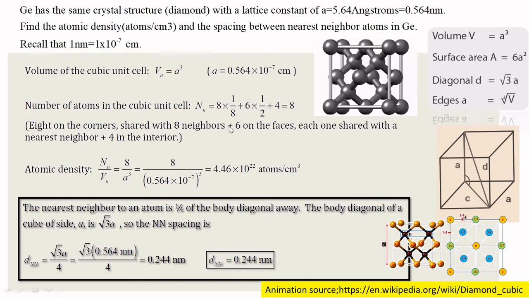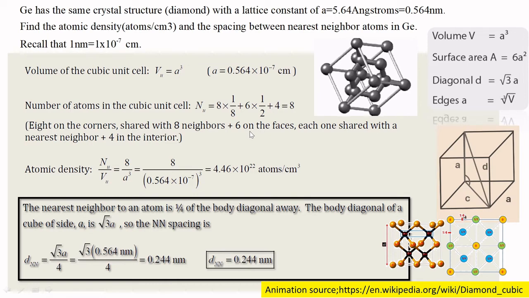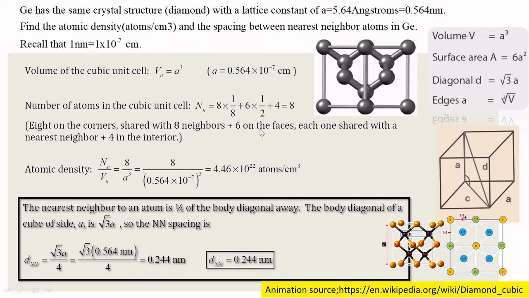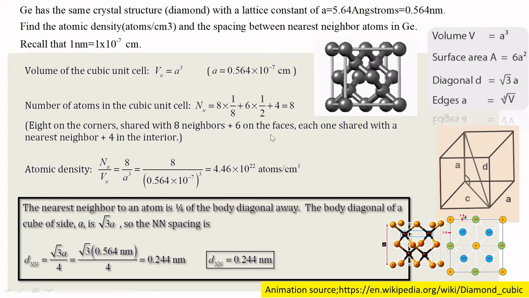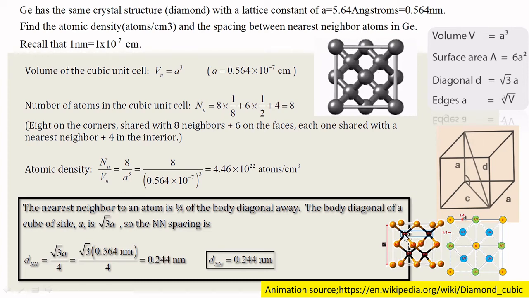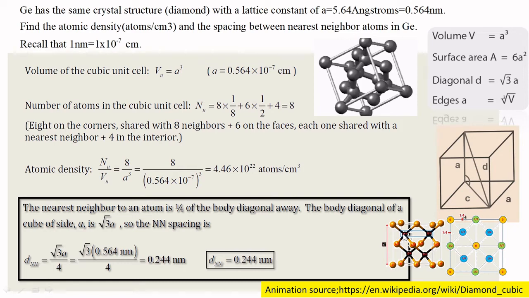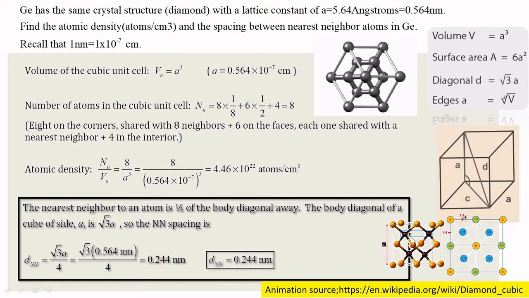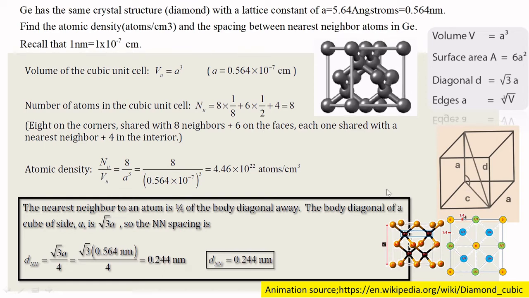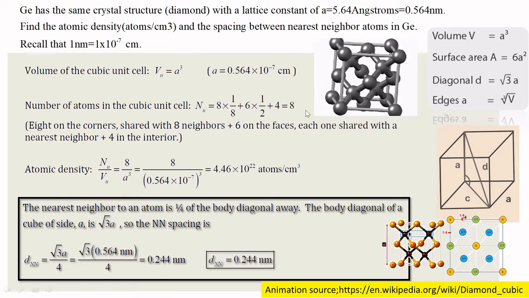So this is the procedure to find the number of atoms in the cubic unit cell for the diamond lattice. If you see what the coordination number is, it will be 4. Because see, this is your unit cell. If you take the coordination number, the number of neighbor atoms will be 4. So 1, 2, 3, 4. So the coordination number will be 4 for this diamond lattice.